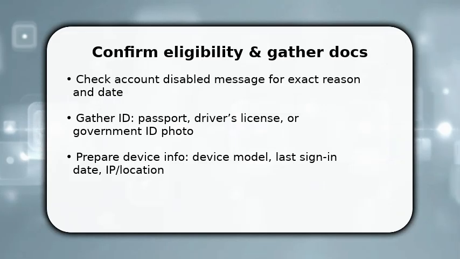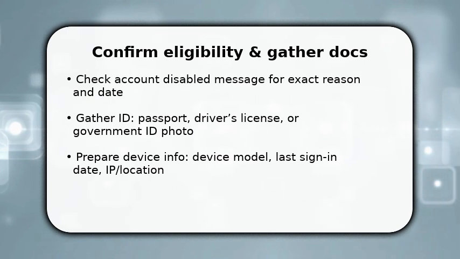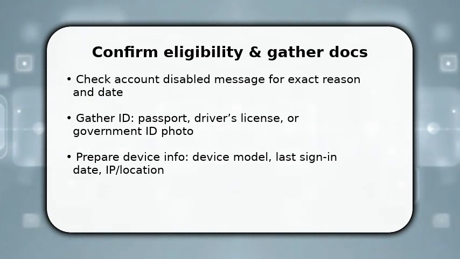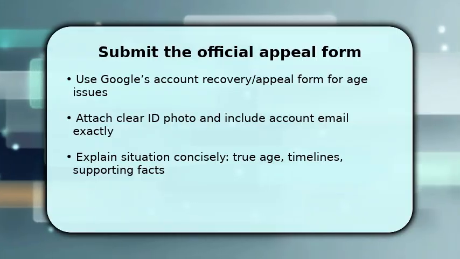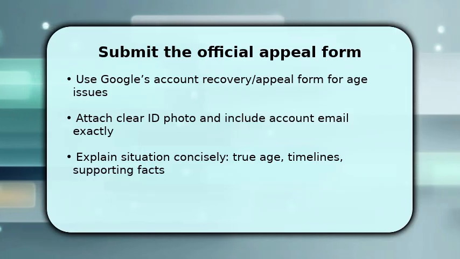Once done, make clear photos of the ID, and note any recovery emails or phone numbers tied to the account so you can reference them during the appeal. Now you fill out Google's official recovery or appeal form for age-related disables. Use the exact account email and type clearly. Attach the clear ID photo you prepared and make sure the name and birth date match the ID.